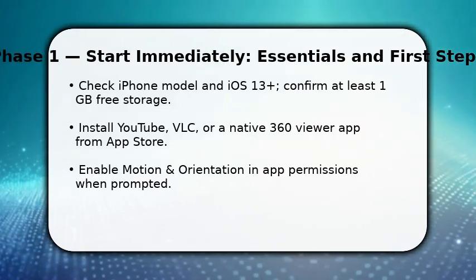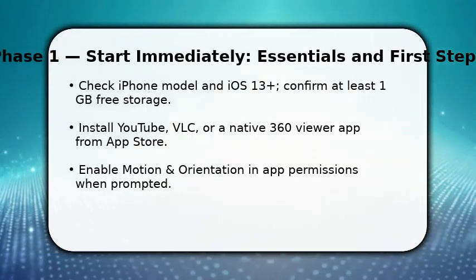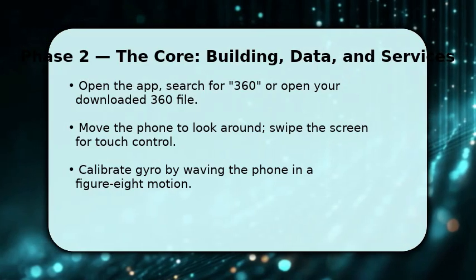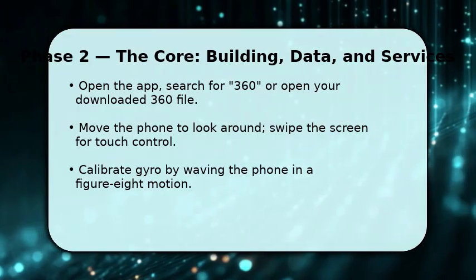Then find a 360 file to stream or download. Do this now, because we'll move straight into playback and calibration next. You open the app and load the 360 video. You search terms or the Downloads tab to find it fast.